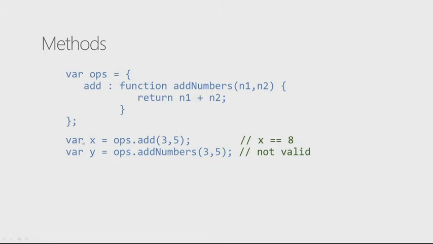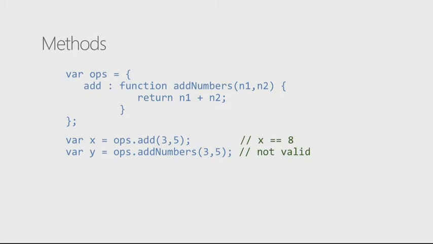So down below, if I say var x equals ops.add(3, 5), well, 3 and 5 get passed into here, and then they're added together. That's why we get that x equals 8. But I can't call ops.add numbers, even though that's the name of the function, which is kind of interesting.